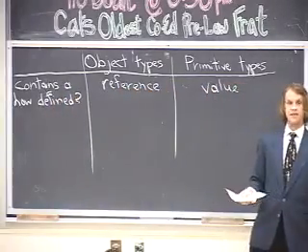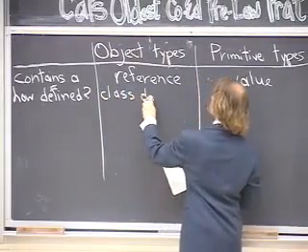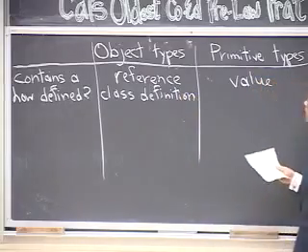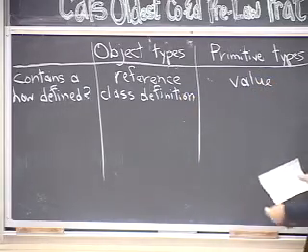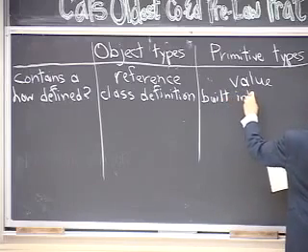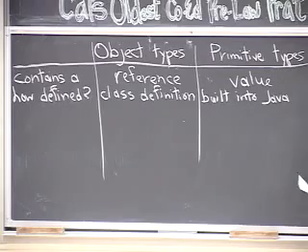Object types are defined by writing out a class definition, which we saw how to do last class. Primitive types, on the other hand, you don't define them yourself. They're just built into Java. And you get to choose from what Java offers, and that's it.